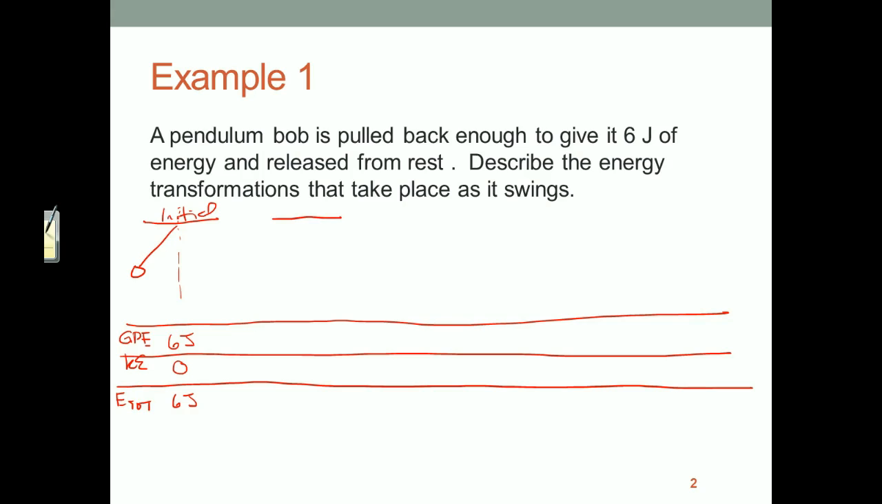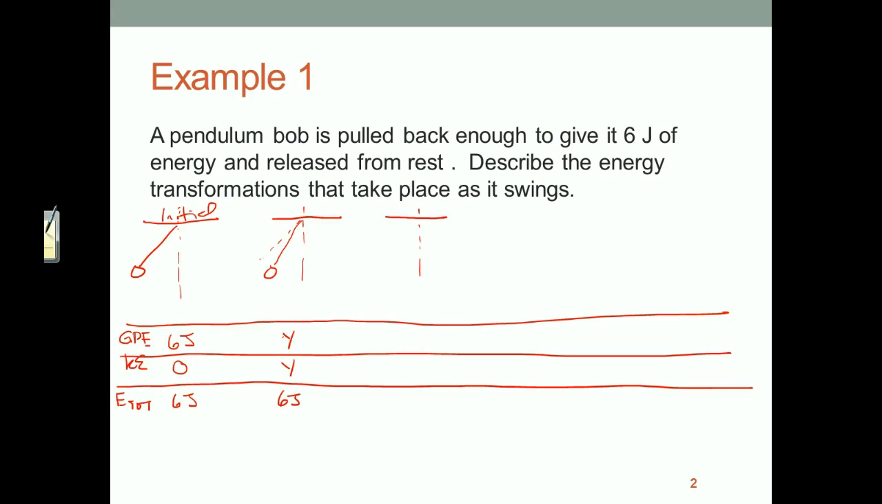It then begins to swing. So the aim here is this is where it was originally, this is where it is now. Yes, it has some GPE. Yes, it has some kinetic energy. We don't have enough information to say how much of each it has, so we'll just give it 6 joules total.